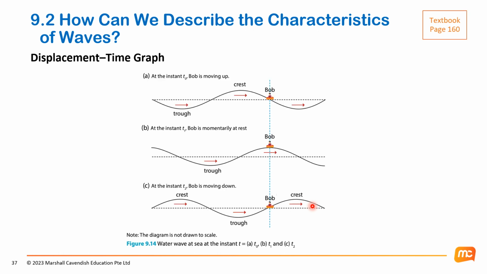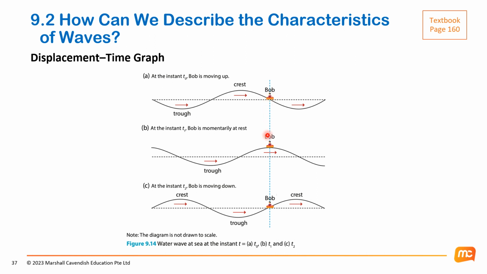Here we have a diagram of Bob on a boat in some choppy waters, and the wave travels across the sea. We are just taking Bob's vertical position and tracking it over time. At time t0, he's moving upwards because the wave is traveling from left to right, so he's going to ride up to the crest. But right now he is at the equilibrium position.